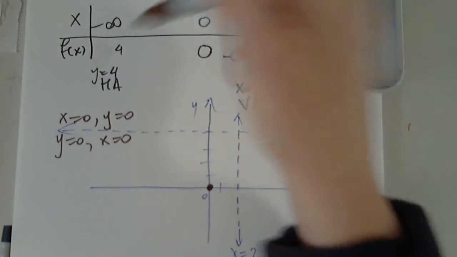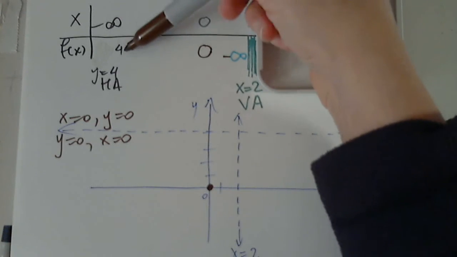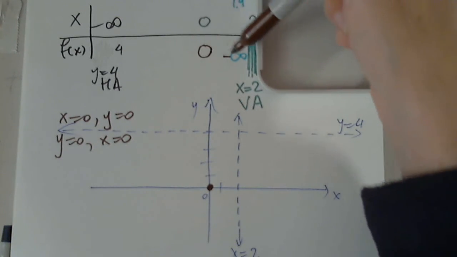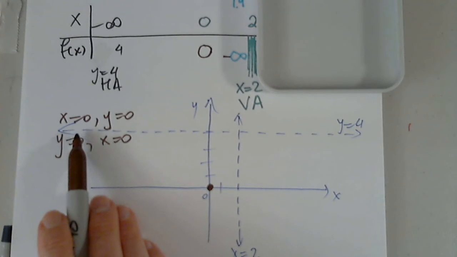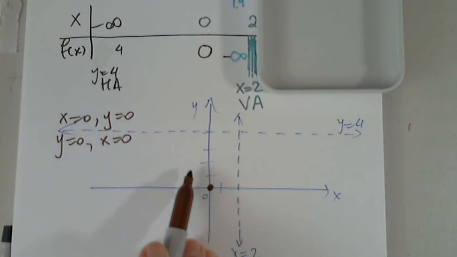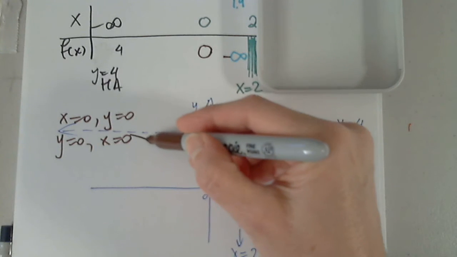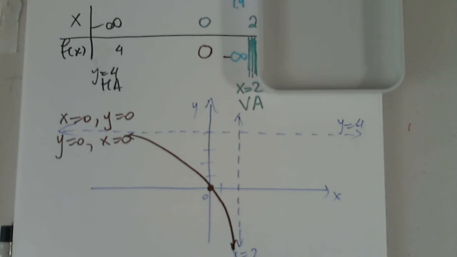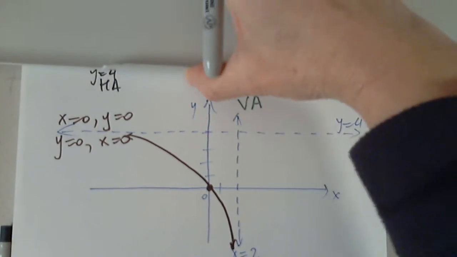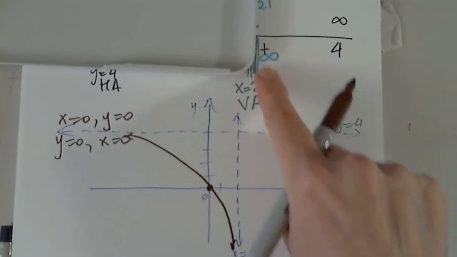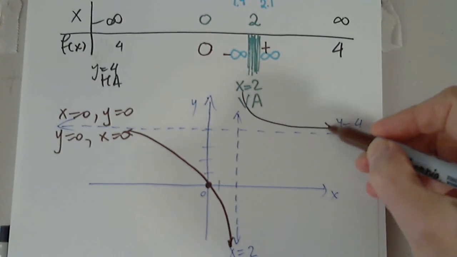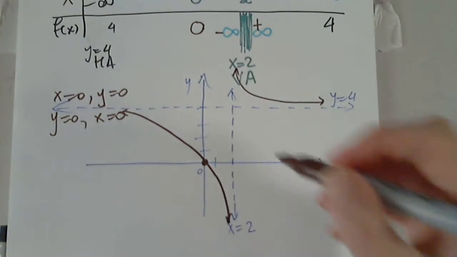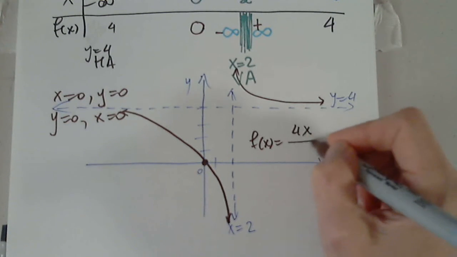I'm only looking to the left-hand side of the vertical asymptote. From approaching the horizontal asymptote, crossing at the origin, going towards negative infinity. That's it. Do not touch the asymptotes. On the other side of the vertical asymptote, it's coming from positive infinity, coming back down to 4. And this is the graph of function f of x equals 4x over x minus 2.